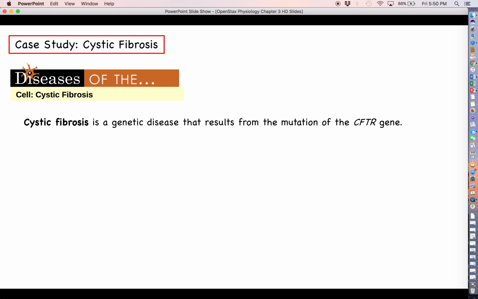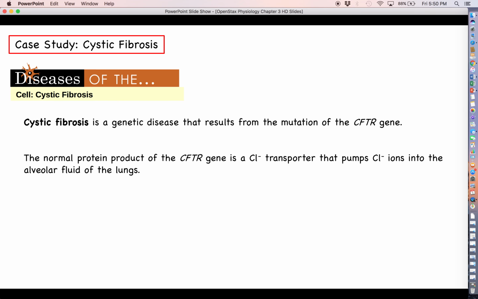And then the last thing we'll mention here, just as kind of a clinical case study, I'm sure most of you have heard of a disease called cystic fibrosis. So now that we've talked a good deal about membrane transport, we can talk a little bit about the pathophysiology behind this disease. We can actually kind of understand it a bit. So cystic fibrosis is a genetic disease, meaning that a mutation in a particular gene in the DNA, in this case a gene called the CFTR gene, this mutation causes the gene, the protein product of the gene, which is a chloride transporter that pumps chloride ions into the alveolar fluid of the lungs.